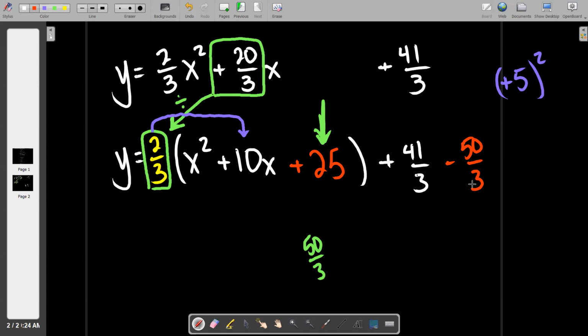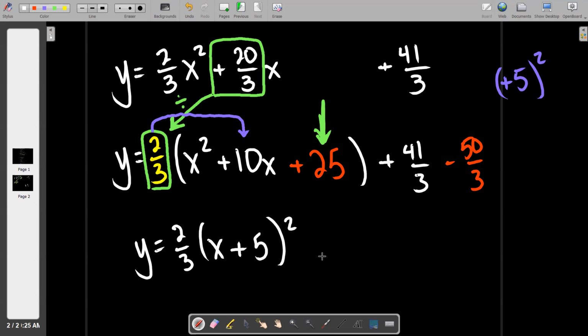And at this point, again, it's going to go from an absolute disaster to a nice, beautiful, little clean, ready to go out to a nice restaurant looking equation. So it's going to be y equals 2 thirds times what? X plus 5 squared. And what is 41 minus 50? And negative 9 over 3 is the same as, and just like that, poof, you got vertex.